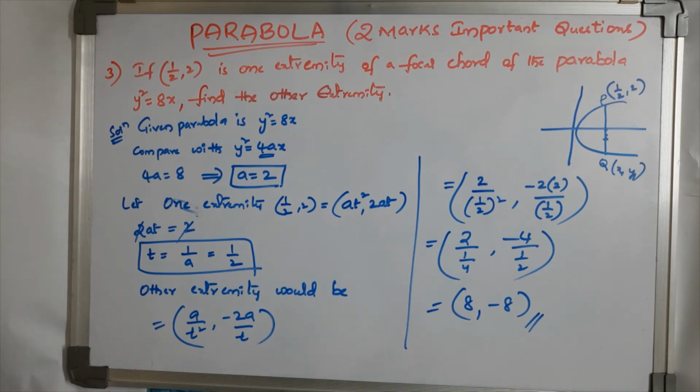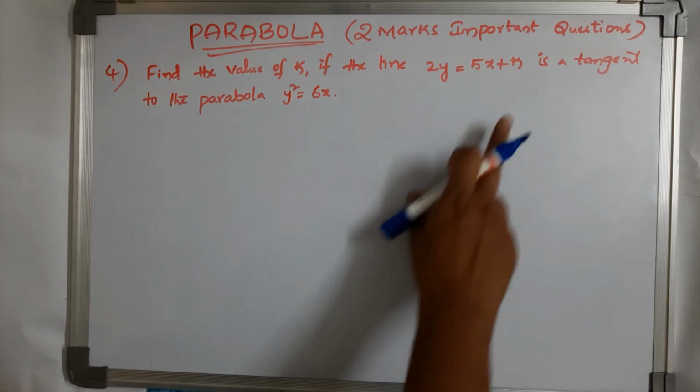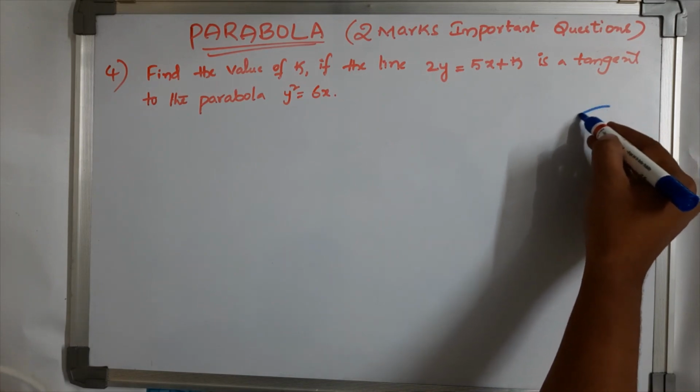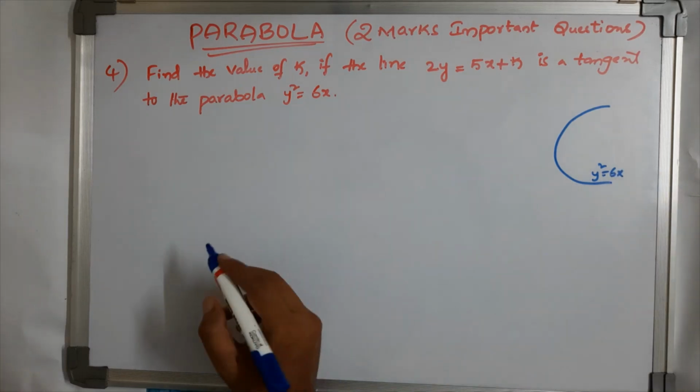Okay. Next, the fourth question. Now the fourth question is, find the value of k if the line 2y is equals to 5x plus k is a tangent to the parabola y square is equals to 6x. So we have to find the value of k. Whenever the line 2y is equals to 5x plus k is a tangent to the parabola y square is equals to 6x. This is the parabola, y square is equals to 6x.